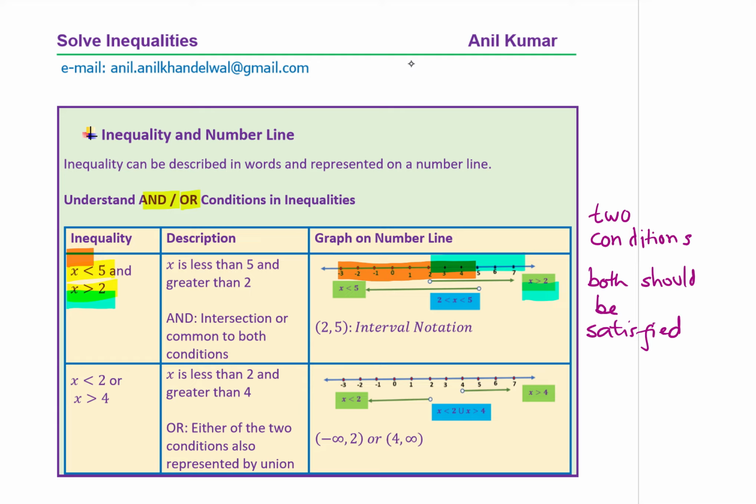What is common to both is shown here: everything in between 2 and 5, not including them. You get the idea? So "and" means a continuous set in between them. We have a boundary on both sides, and we write this as a double inequality. Do you see that? Two conditions give us a double inequality.